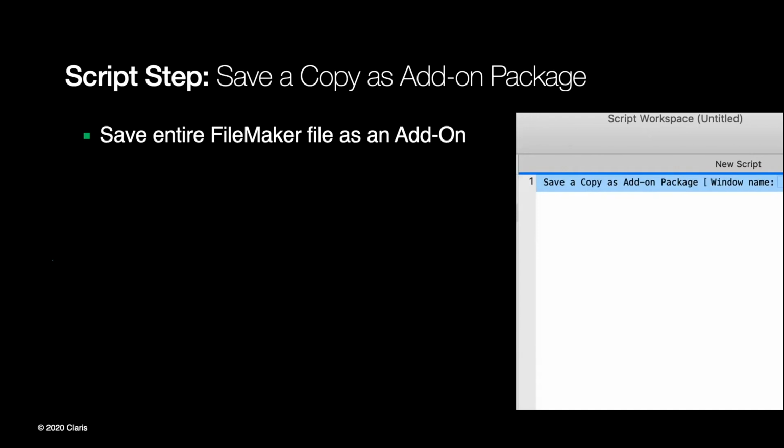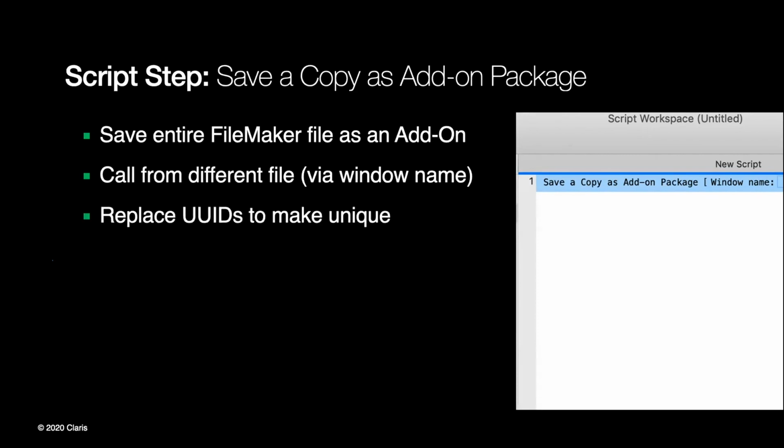So essentially, you're saving an entire file as an add-on, and what you put in that file limits how complex the add-on is. You can call this step from a different file. In fact, I recommend it, because if you have a script with this step in it in the file that's your add-on, then that script will be part of the add-on. And the UUIDs will make your add-on unique.